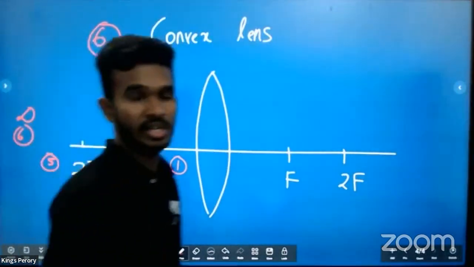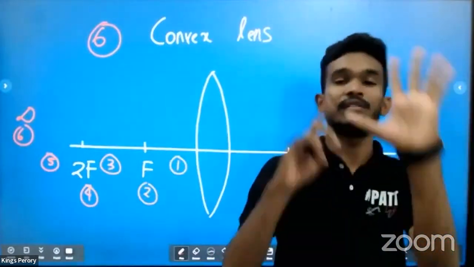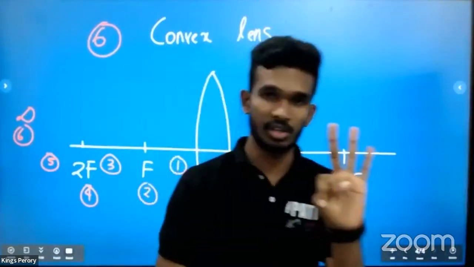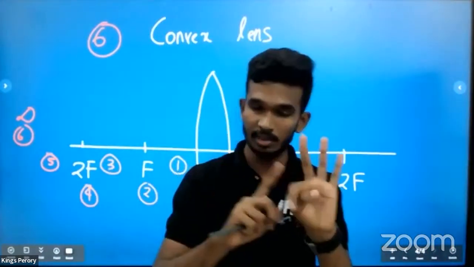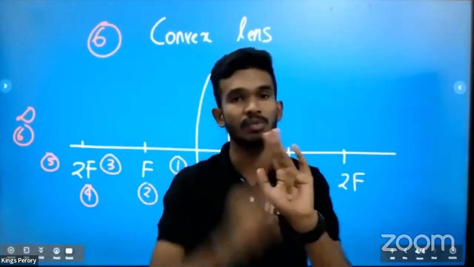So you keep the object at 6 different positions and find where the image is formed. Is the image real or virtual? Is it upright or inverted? What's the size of the image?